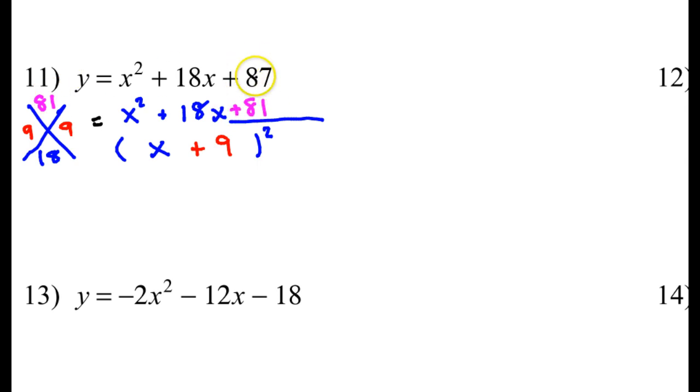But we have to make it equal to the number above it. These two have to be the same. So if I have 87, 81, I have to add 6 more. So there's the process all color-coded for you. Remember, you're just doing the x backwards.